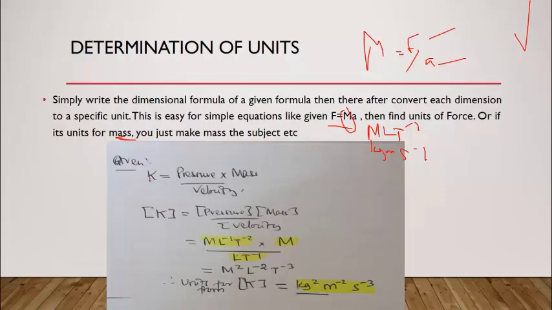Another example: you have a formula and you want to know the units of K. You know that it is related to pressure, mass, and velocity, in this sense that pressure times mass over velocity is equal to the quantity K. So the dimensions of K are equal to the dimensions of pressure times the dimensions of mass over the dimensions of velocity.